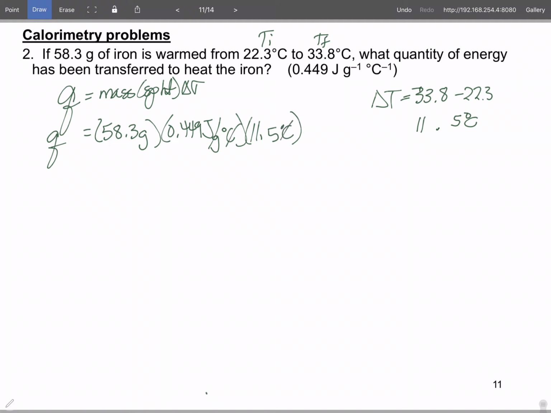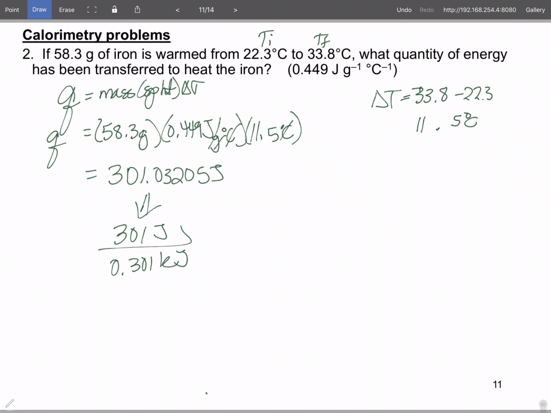So if you'll notice, the degrees C cancel, the grams cancel. So I'm left with joules, and when I do the math, I get 301.03205 joules, which, if we want to convert it to kilojoules, we can. We don't have to. We have three significant figures, so it's 301 joules. If you wanted it in kilojoules, it'd be 0.301 kilojoules. Doesn't matter. Again, watch out for D2L or whatever, and when I specify.